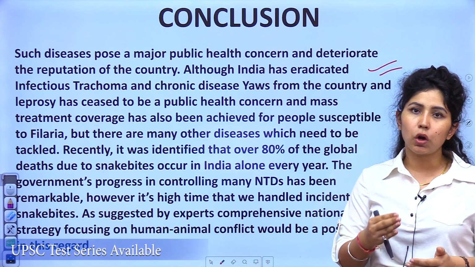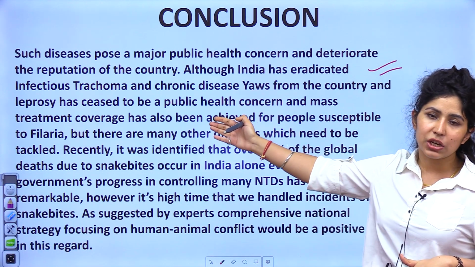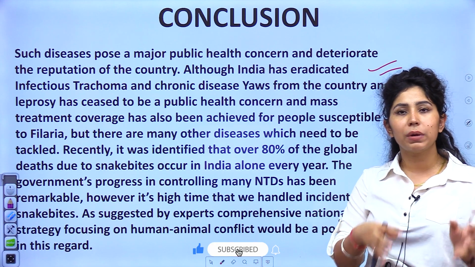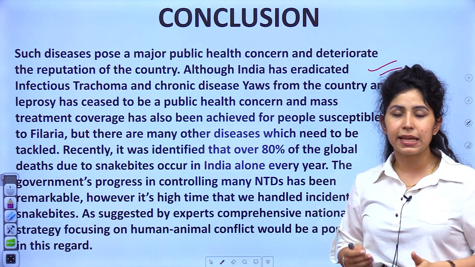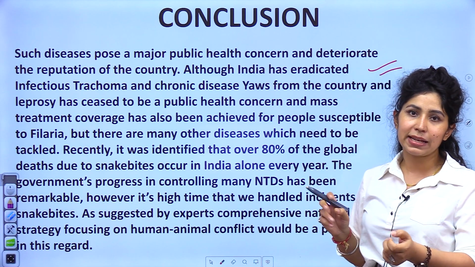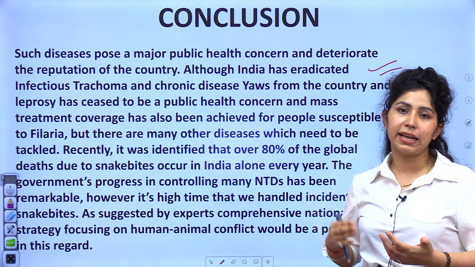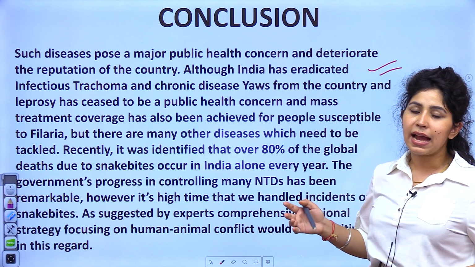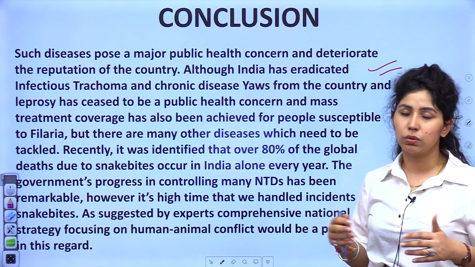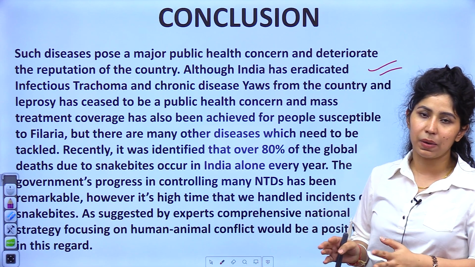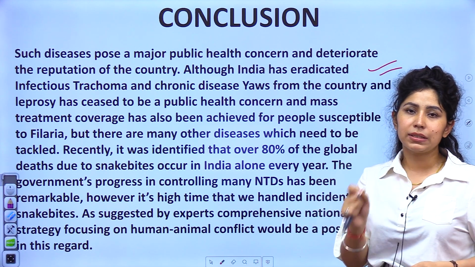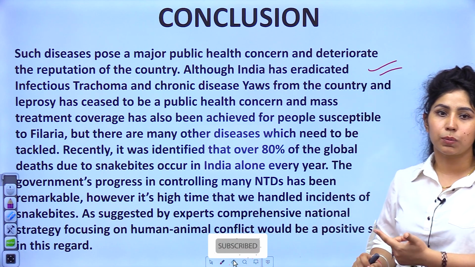So since you've talked about initiatives, appreciate your initiatives in the conclusion. Also bring the attention of the examiner towards the end of this answer to this NTD called snake bites. Then your answer will become relatable to current affairs and you will get more marks. Make sure that you don't end it on a negative note, that though government is doing a lot, nothing is happening. Don't do that. Just give snake bite as a new topic that needs to be worked upon.